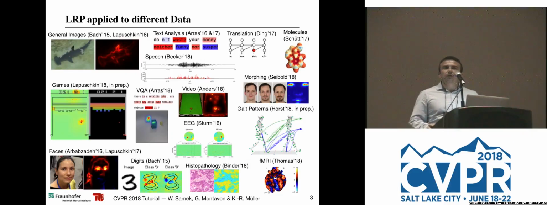So this is different from attention models, which people usually also use in this VQA task. Here we have a model and we provide these explanations, as Grégoire and Klaus told you. We applied it recently to videos, got some new insights there, and to some morphing attacks on images where you have fake images, fake faces and real faces. We applied it to some gait pattern analysis with some sports datasets, to faces, to histopathology, to the sciences, to fMRI, we have a recent paper on that, to EEG and so on, and also to speech.